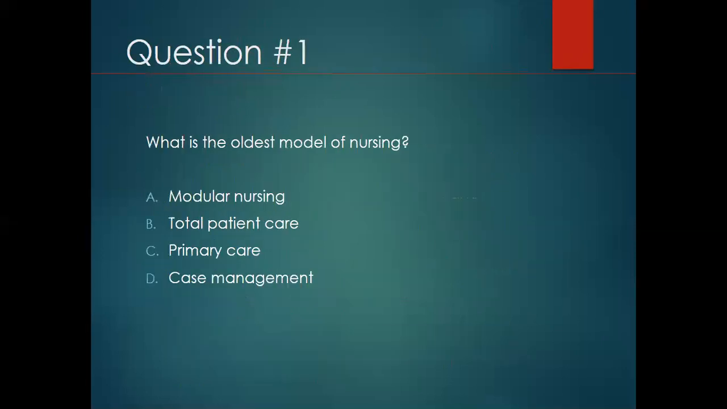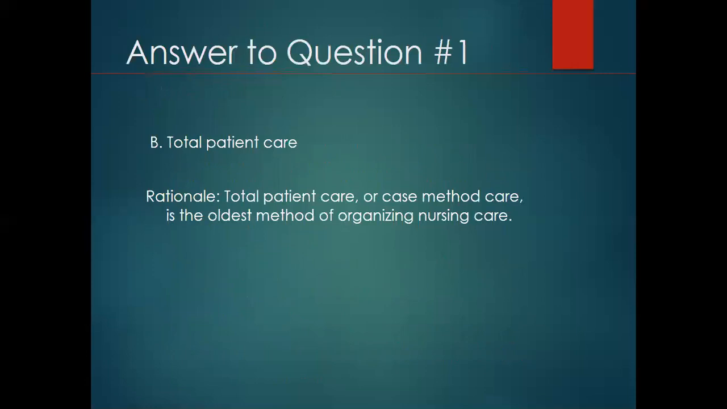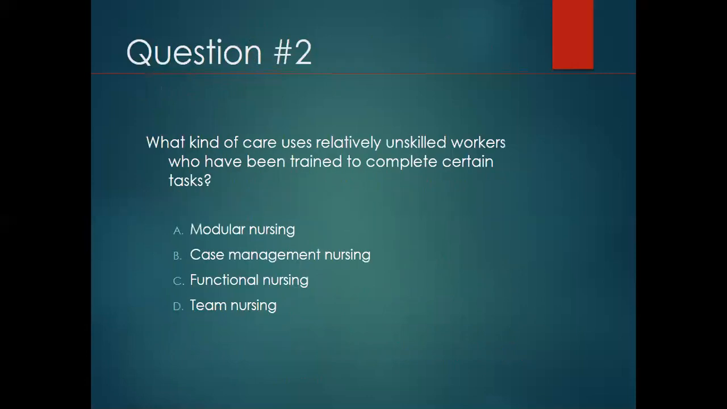So what is the oldest model of nursing? A, modular nursing, B, total patient care, C, primary care, or D, case management. That's total patient care, B. Total patient care or case method care is the oldest method of nursing care.